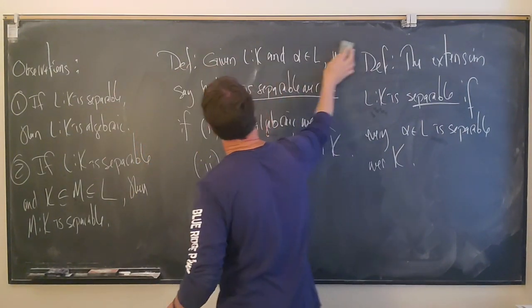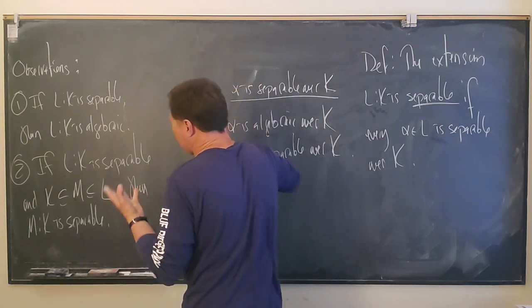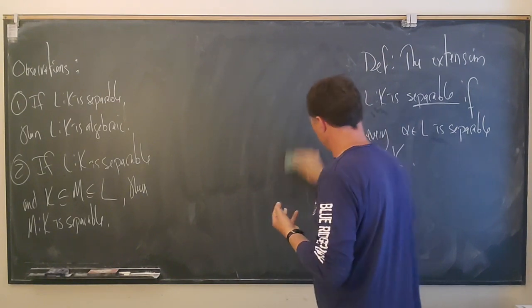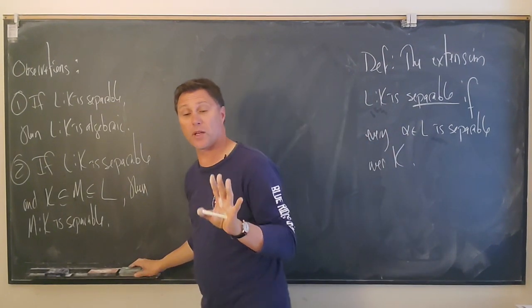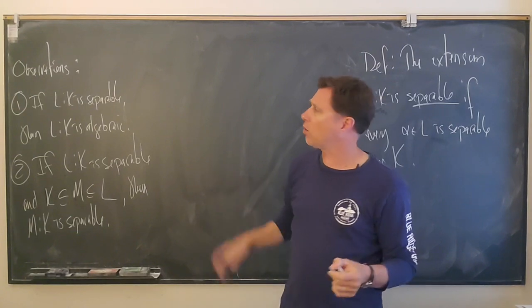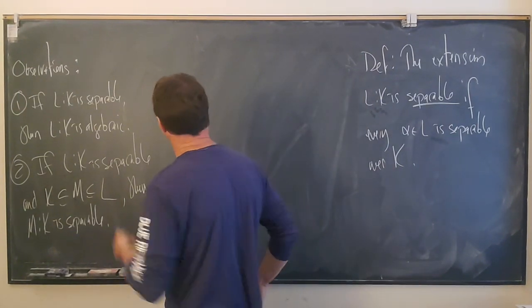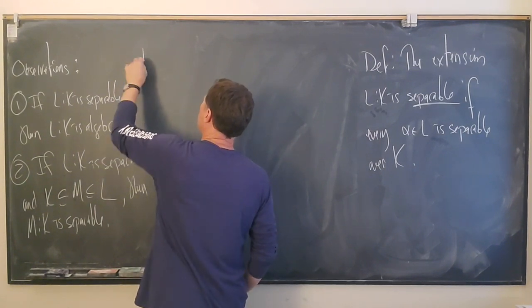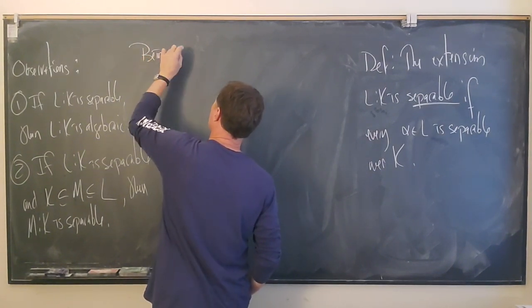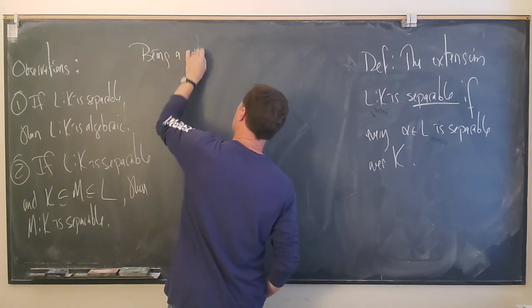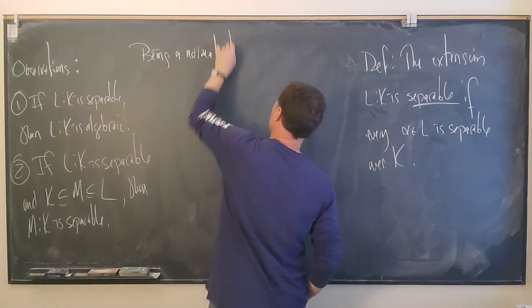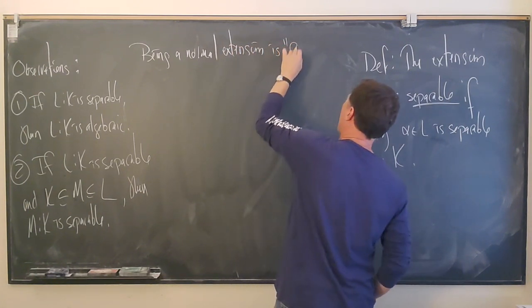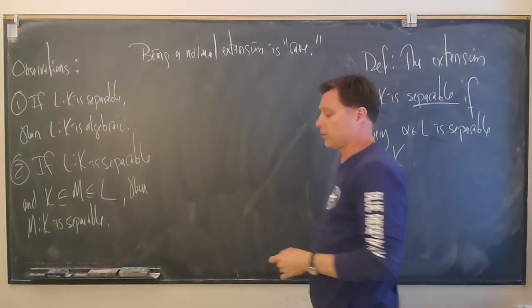Now, if you compare, so we've got these two concepts. We've got normality, right? Normal extensions. Now we've got the separability. By comparison, being a normal extension is, I'll put this in quotes, rare.